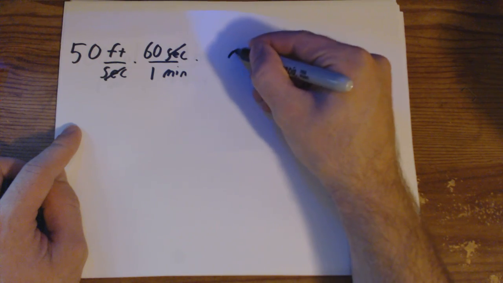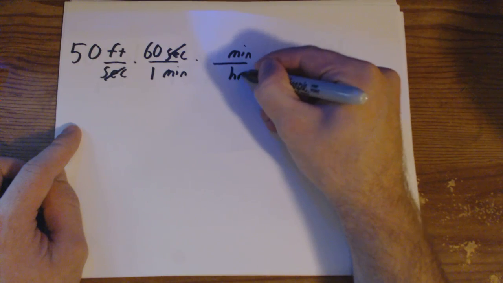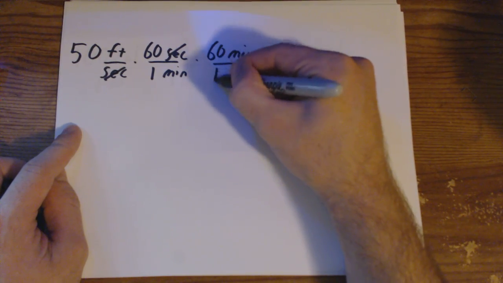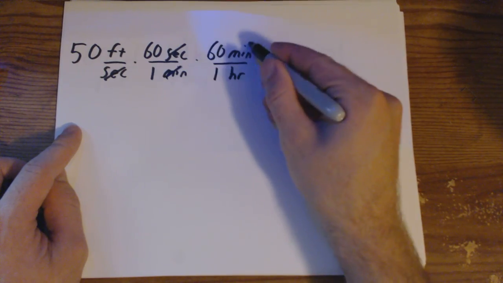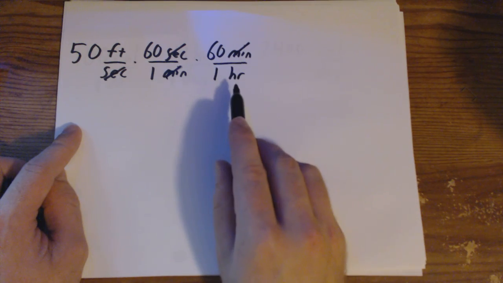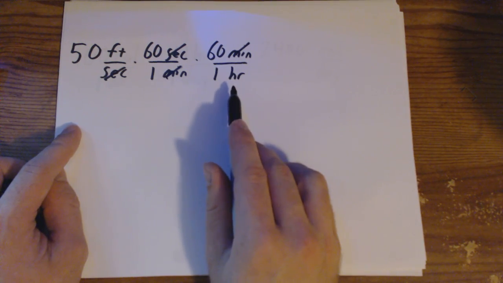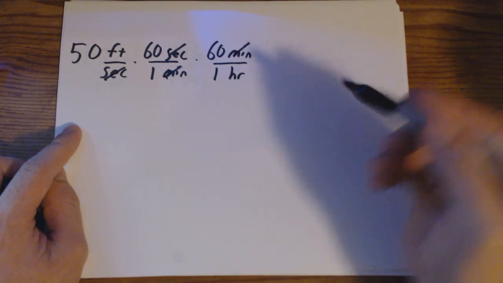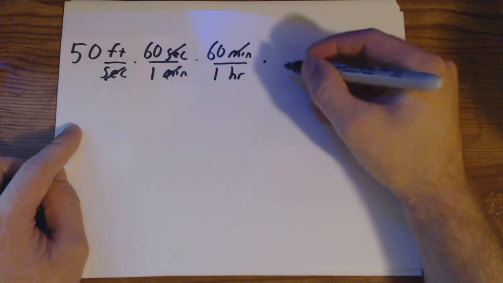So we can do another conversion here. Minutes to hours. How many minutes are in an hour? Another 60. In this case, minutes are going to cross-cancel. So now we're going to have hours on the bottom. That's the only one left, only word down here. But we're looking for miles per hour, not feet per hour. So we want to get miles on top.